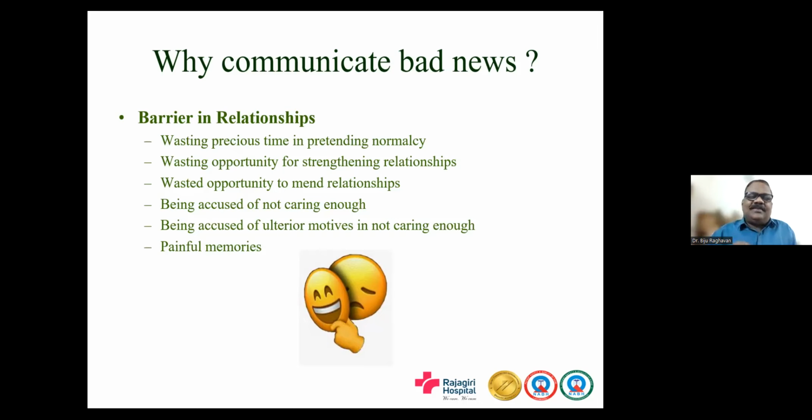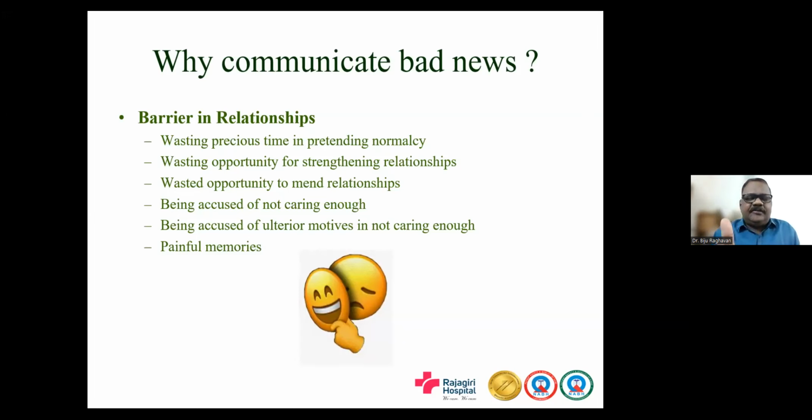So only if the truth was told, there was a chance to have a real relationship. There was a chance to strengthen the relationship. There was a chance to have memories. And all of these things are so precious when life itself is very little available. Therefore, it is very important to communicate bad news.